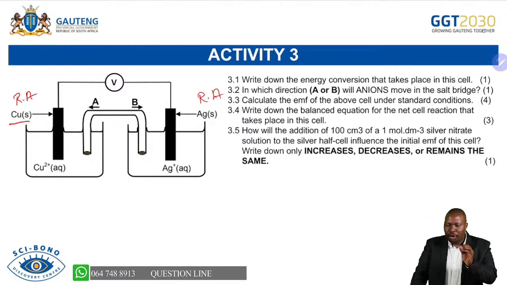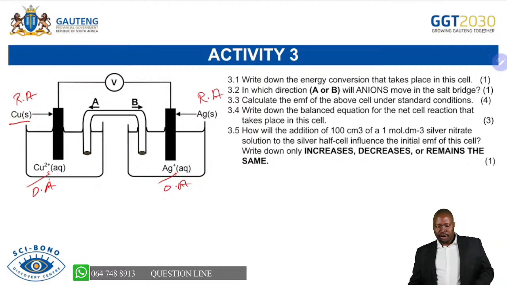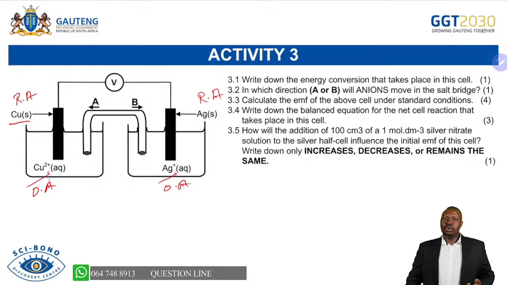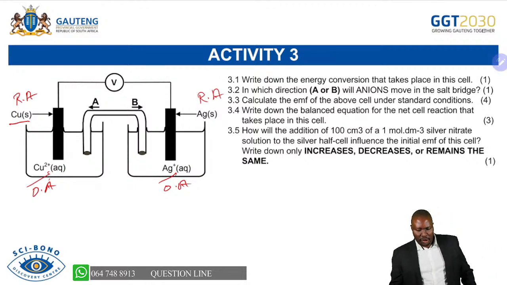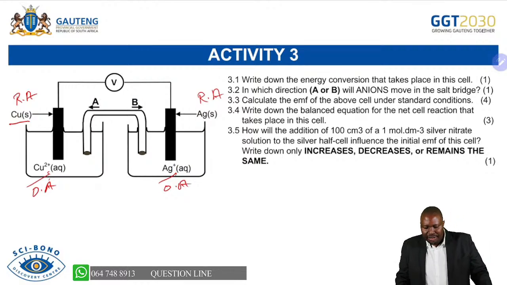So the only thing that differs between these 2 metals is that they are both reducing agents. One is stronger, the other one is weaker. And the copper 2 plus and silver plus in our solutions are our oxidizing agents, so that you know that always we are dealing with 2 reducing agents and 2 oxidizing agents. The difference is the strength, and you will see the strength when you look at the table. It will tell you which one is stronger, which one is weaker. Now, you can see: write down the energy conversion that takes place. Remember, this is a galvanic cell. You will be able to show what will happen in terms of this reaction. And then the second one talks to the issue of: write down the direction in which the ions will move.